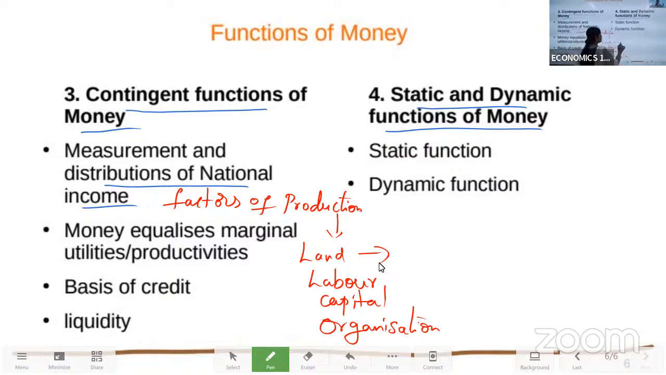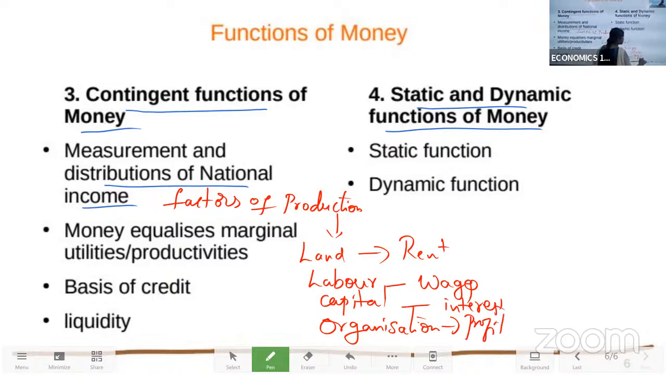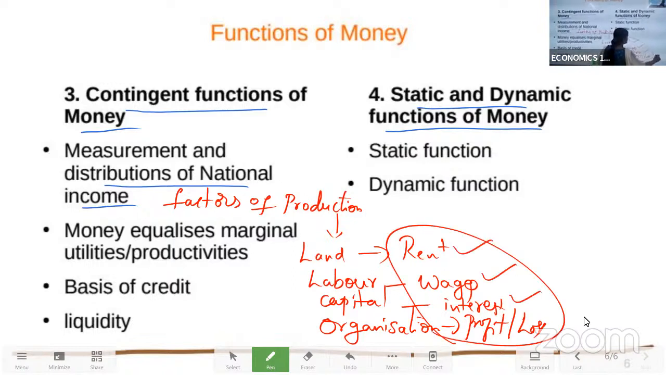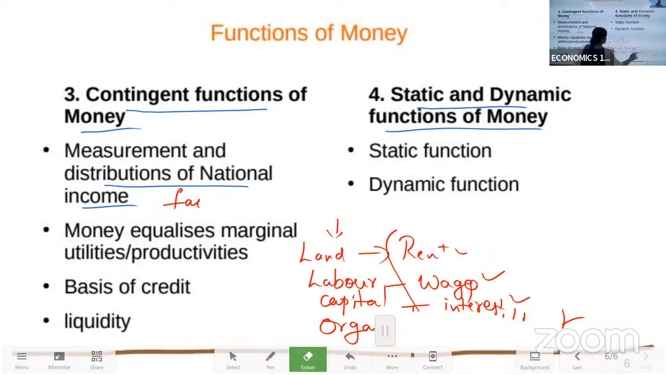What we return for the land is rent. For labor, we pay wages. For capital, we pay interest. And for the organization, it is profit or loss. So the returns to factors of production are rent, wage, interest, and profit. The national income can be distributed to the factors of production in terms of rent, wage, interest, and profit. That is one of the functions of money.